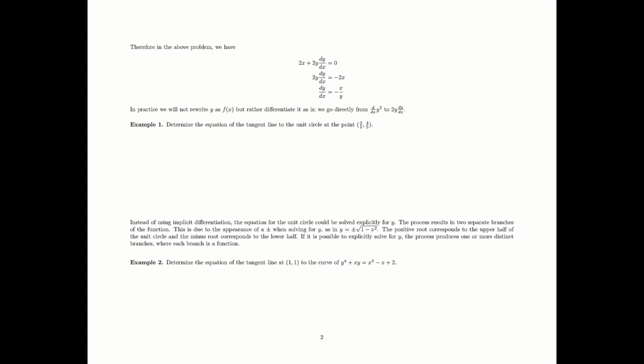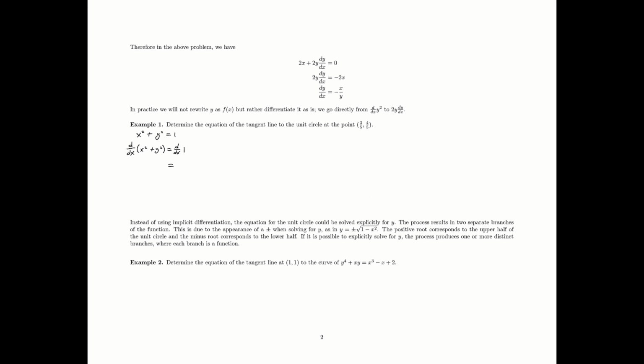In example 1, we want to determine the equation of the tangent line to the unit circle at the point 3/5, 4/5. To do this, we need to start with the equation of the unit circle, which is x squared plus y squared equals 1. Once we have our equation, we're now ready to differentiate. So we'll differentiate each side of the equation. You've got to do it to both sides, just like adding something to an equation, you have to add it to both sides.